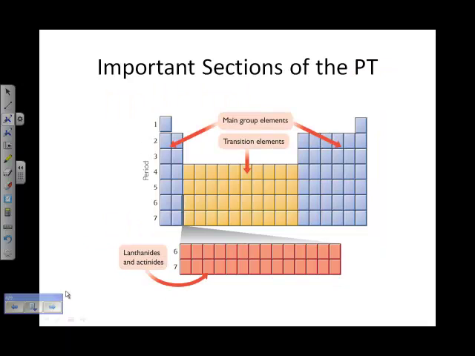Some more important sections of the table for you to know. Altogether, the first two vertical columns and the last six make up the main group elements. These ones in between are all metals, and they have certain properties. They typically are the ones that are very shiny and give you a lot of color, and some are even very expensive and valued.